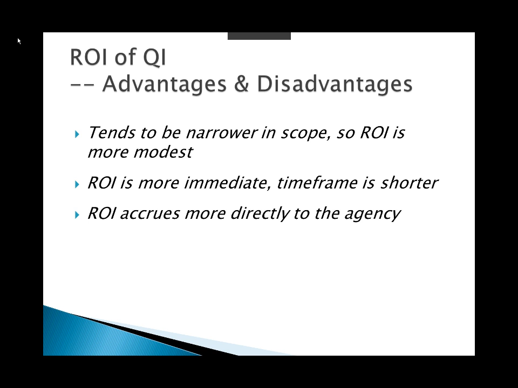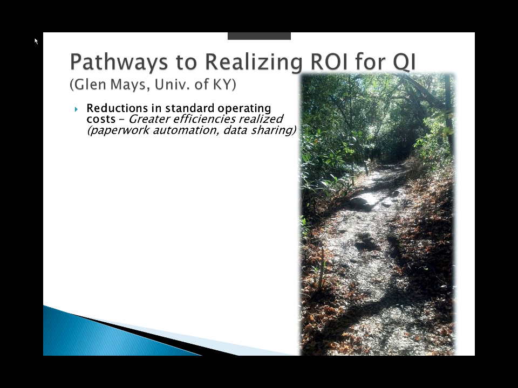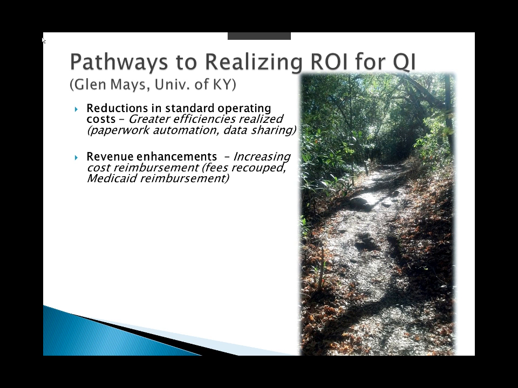The pathways to realizing ROI for QI, and here we're getting into our third objective, exploring how ROI can best be targeted within an agency setting. And I give full credit here to Glen at the University of Kentucky, who we've been working a lot with on this very subject. In terms of realizing a positive ROI for QI, we can think about reductions in standard operating costs, greater efficiencies realized through paperwork automation, data sharing. We can look at revenue enhancements, increasing cost reimbursement through fees recouped, Medicaid reimbursement. We're going to hear some more about that later in our case studies.